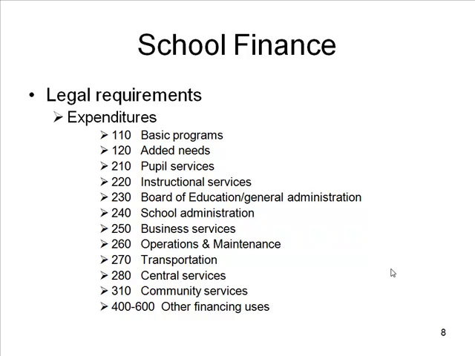Getting into the support services area, these start with a 200 level. And then 210, these are for pupil support services. Primarily these services are in the special education area for social work, psychologist, those types of added costs that bring in consultants from the outside to work with students. The next level will be the 220 level, which are instructional support services.